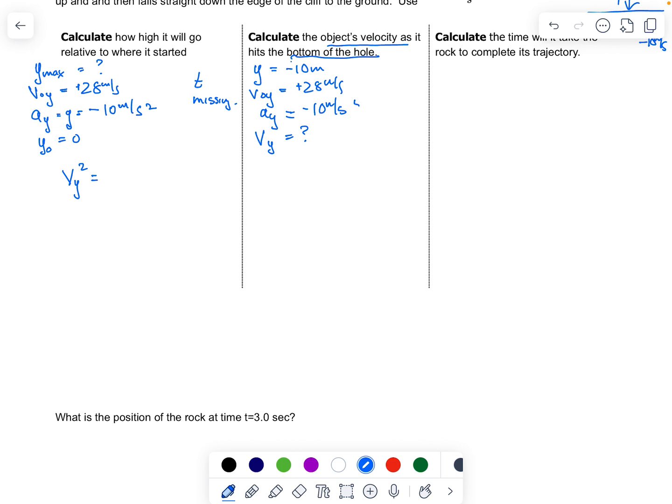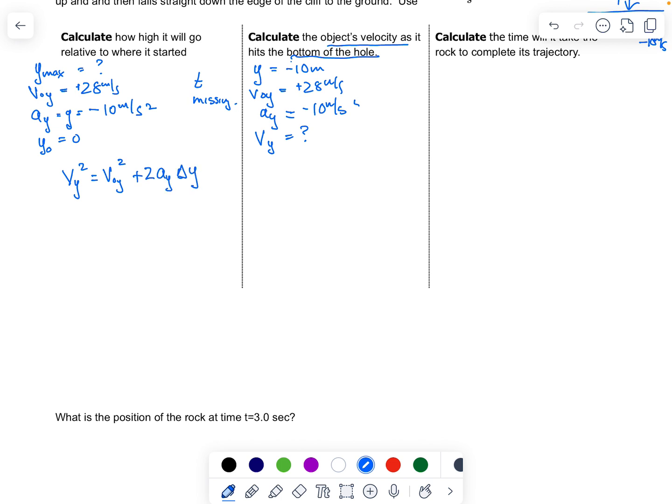If you look on your AP equation sheet, they're all written in terms of x. But again, this is the chosen coordinate system. We're going to keep it vertical. So my initial velocity in the y direction squared, and then plus 2a sub y times change in y position.